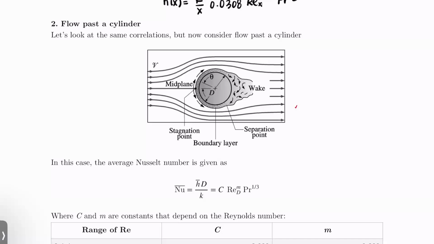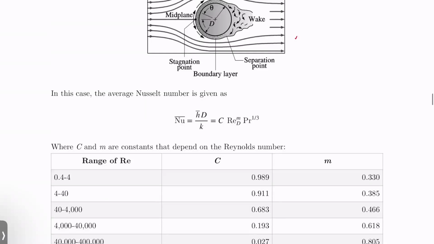And so in this case, we are going to find an average Nusselt number. All right, where we have the average Nusselt number is equal to the average convective heat transfer coefficient, h bar, times the diameter of that cylinder divided by k. And then this is equal to this expression on the right-hand side where we have a coefficient C and a coefficient m here. And what those values are depend on the Reynolds number.